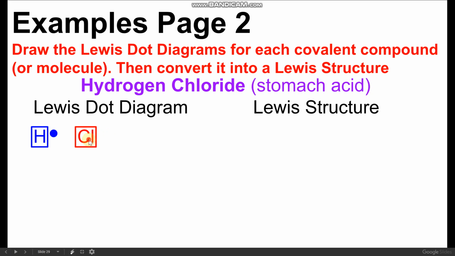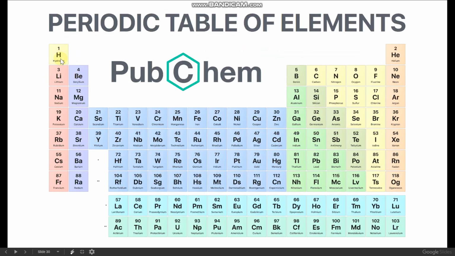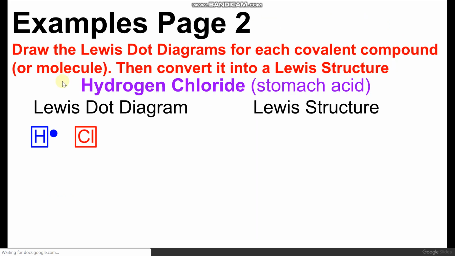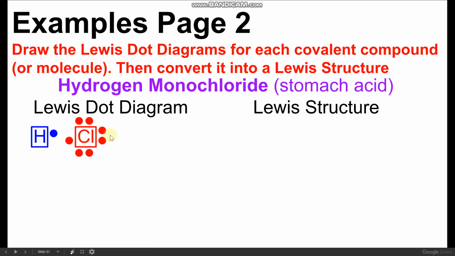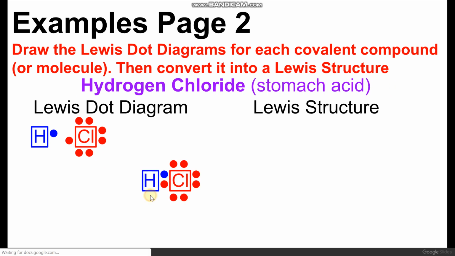And so hydrogen was right there on the periodic table. That's why it gets 1 valence electron. Chlorine is right here, and just like bromine, there's 1, 2, 3, 4, 5, 6, 7 valence electrons. So we'll give it 7 valence electrons. Then we're going to combine those two together because they're bonded together.